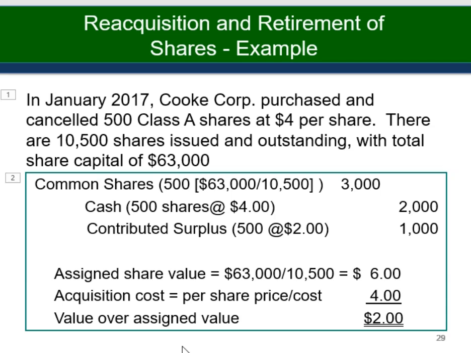So we would debit common shares. The share capital account would go down by 500 shares times 63,000 over 10,500. So a proportionate reduction in common shares of $3,000. We would get cash of $2,000, and whatever the difference would be is contributed surplus. So we're paying $2,000 to get rid of $3,000 of share capital carrying value on the books. The gain or loss goes to the account called contributed surplus.